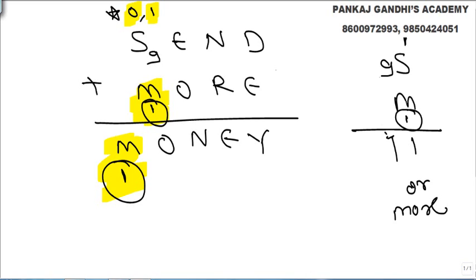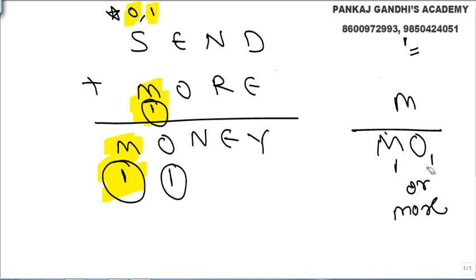So now the problem is, if S is 9, M is 1 and carry is 1, we will be getting O also 1 and M also 1. So what we need is O and M both being 1, which is not possible. So if carry forward is 1, S cannot be 9. It cannot be 9.